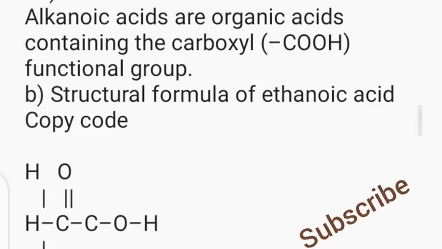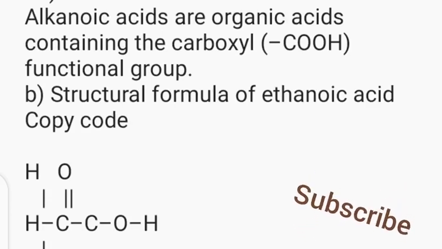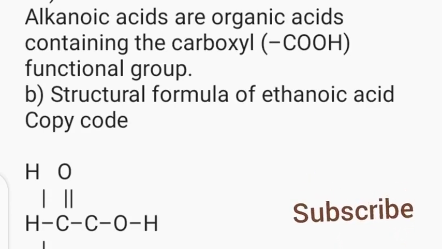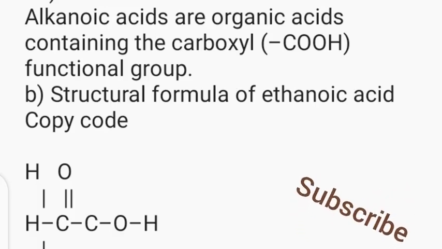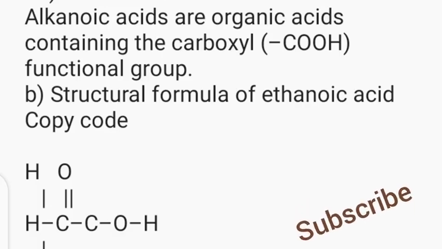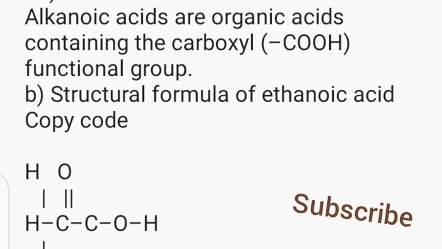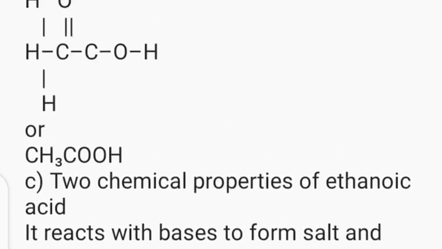Then we have question 4a, definition of alkanoic acid. Alkanoic acids are organic acids containing a carboxylic functional group. If you look at the structure, it is really RCOOH. The R there is an alkyl group combined with a carboxyl group. So you can see the structure below. The R can be anything, the R can be methyl, the R can be ethyl, the R can be butyl, as long as it's an alkyl group attached to a carboxylic group.